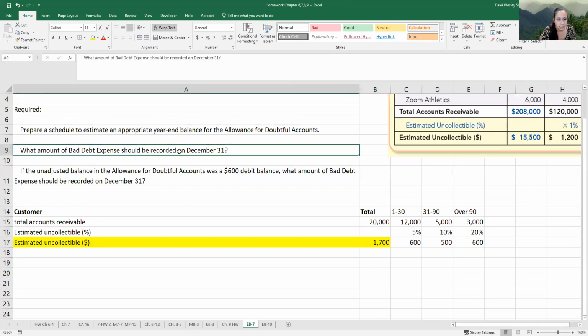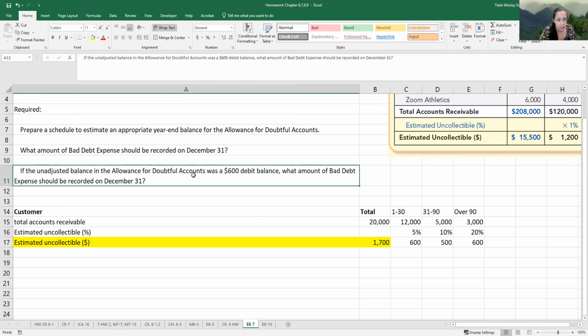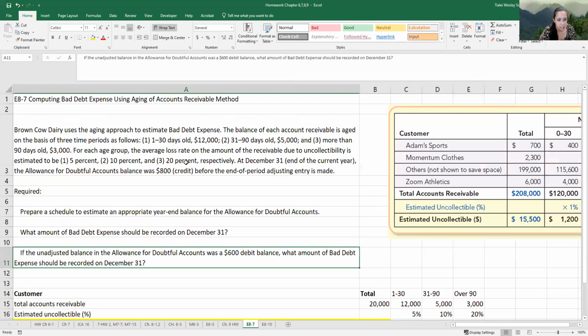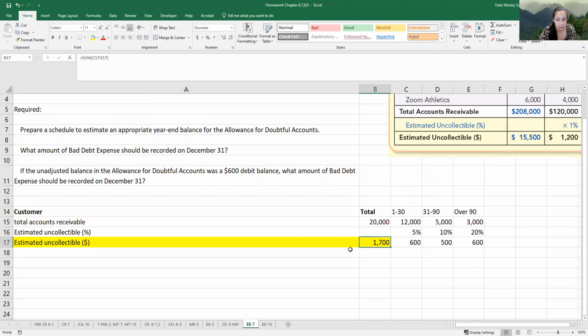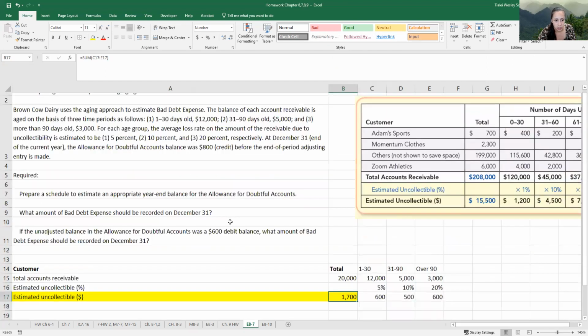What amount of bad debt expense should be recorded on December 31st? So now we need to look at this balance, right? At December 31, end of the current year, the allowance for doubtful accounts balance was $800 credit before the end of period adjustment entry. We want it to be $1,700. So what journal entry would we make?